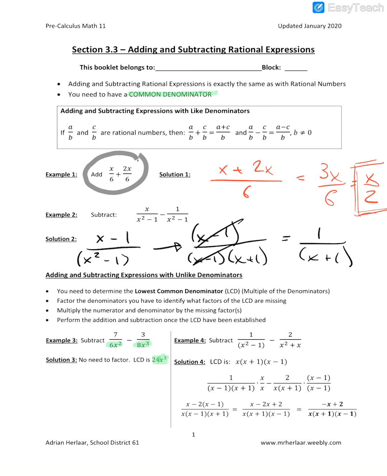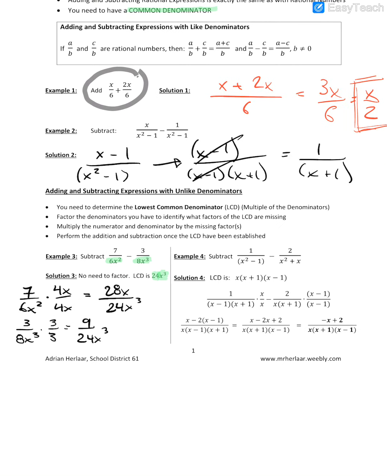So that means we need to do a different operation on each fraction. If we have 7 over 6x squared, we need to make an equivalent fraction to give us a denominator of 24x cubed. So we're multiplying by 4x over 4x, because that will give us 28x over 24x cubed. And then the same for 3 over 8x cubed. We already have the x cubed, so we're only multiplying by 3 over 3, which gives you 9 over 24x cubed. So, scroll up a little bit. What we are looking at is 28x minus 9 all over 24x cubed.